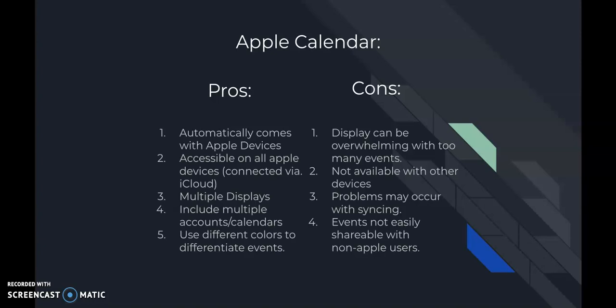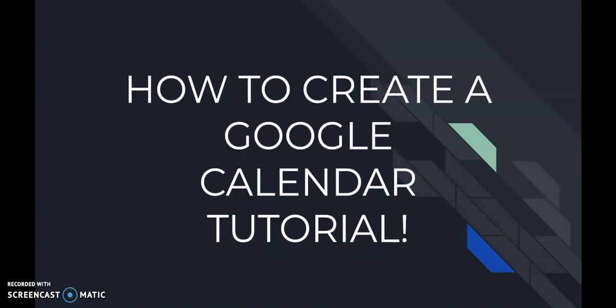Some cons include that the display may be overwhelming with too many events. It's not available with other devices, again, just for Apple. Problems may occur with syncing. So sometimes if you schedule an event on your phone, it does not necessarily hook up with your laptop right away. And events are not easily shareable with non-Apple users. For example, if you have an event shared on your iPhone and you've created an event, you'd have to send them an email. You can't really choose another shared calendar.